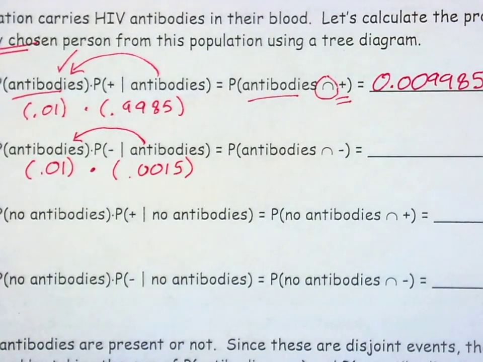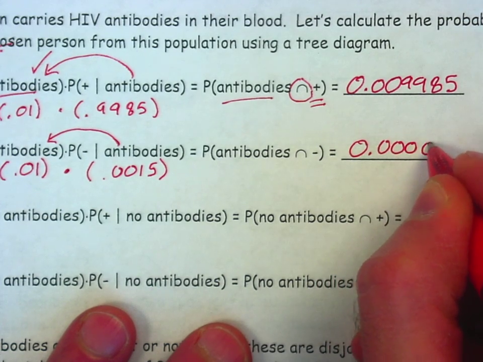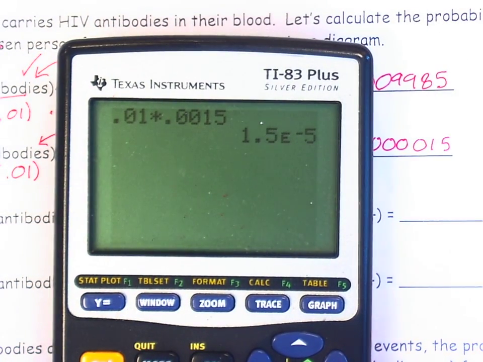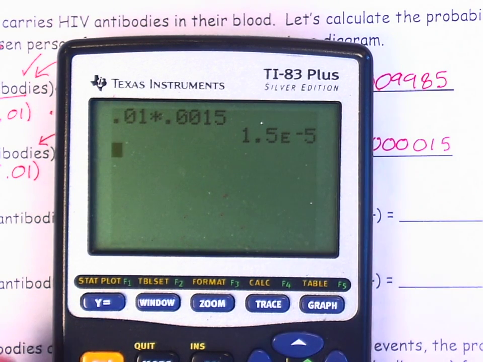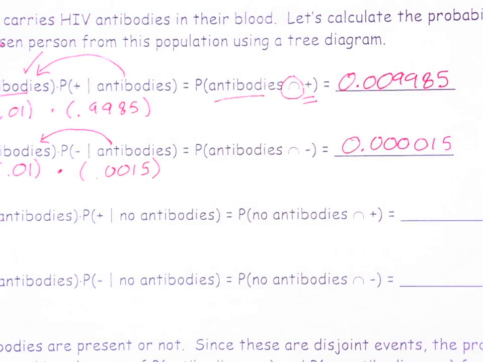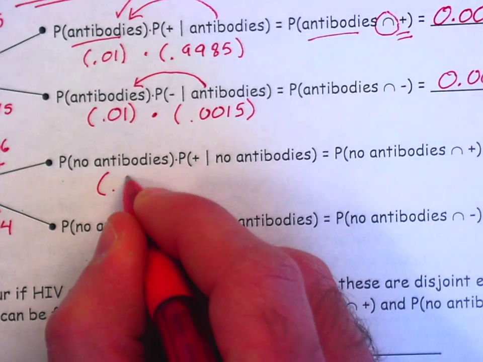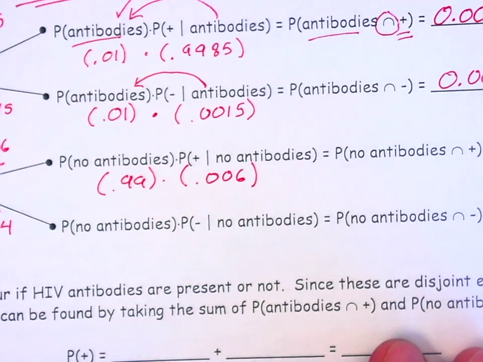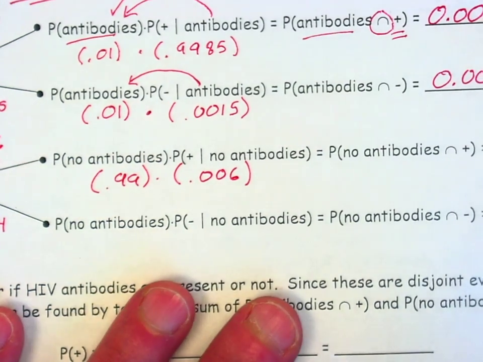So the 0.01 times the 0.0015, that gives me 0.000015. Something to think about on your calculator: we got 1.5, and then this e to the negative fifth really means 10 to the power negative 5. That means we need to move our decimal back 5 places to the left, so that's how I got to here. So multiplying my next two probabilities together, 0.99 for no antibodies, 0.006 for a positive test given no antibodies. That looks like 0.00594.